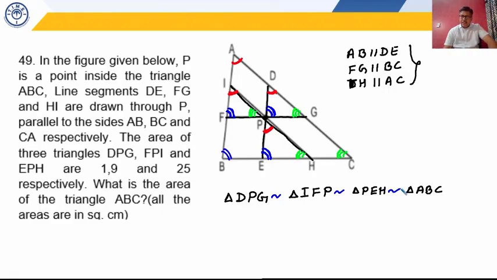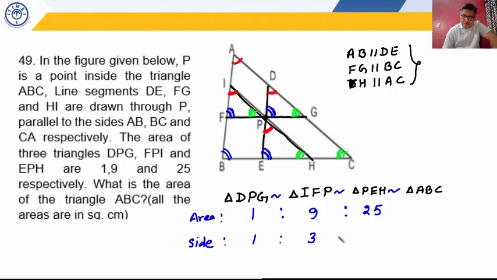As far as the ratio of area is concerned, can I say the ratio of area is 1 is to 9 is to 25? If the ratio of area is 1 is to 9 is to 25, can I say the ratio of corresponding sides would be 1 is to 3 is to 5? Because as per the theorem, if the ratio of corresponding sides is m is to n, then the ratio of area is m square is to n square. Other way around, if the ratio of area is m square is to n square, then the ratio of corresponding sides would be m is to n.